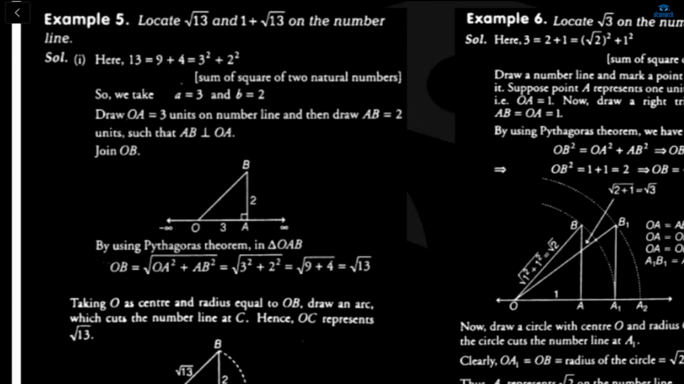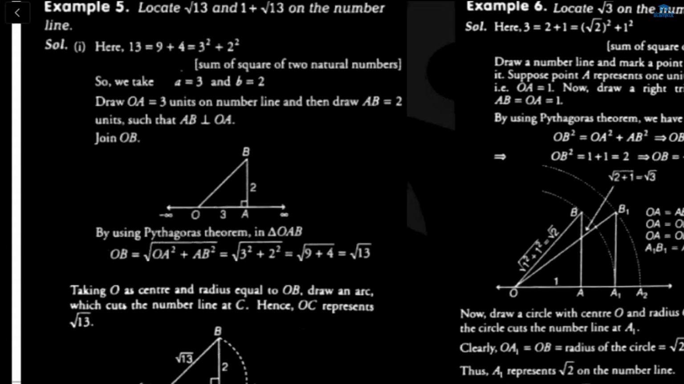So 13 can be written as 9 plus 4, and 9 is the square of 3 and 4 is the square of 2. So we are splitting 13 into two squares. For different numbers, you have to check in which numbers' squares it can be split. You can split it with 1 and another number also. Now we are taking A as 3 and B as 2. I have taken A as 3 and B as 2.